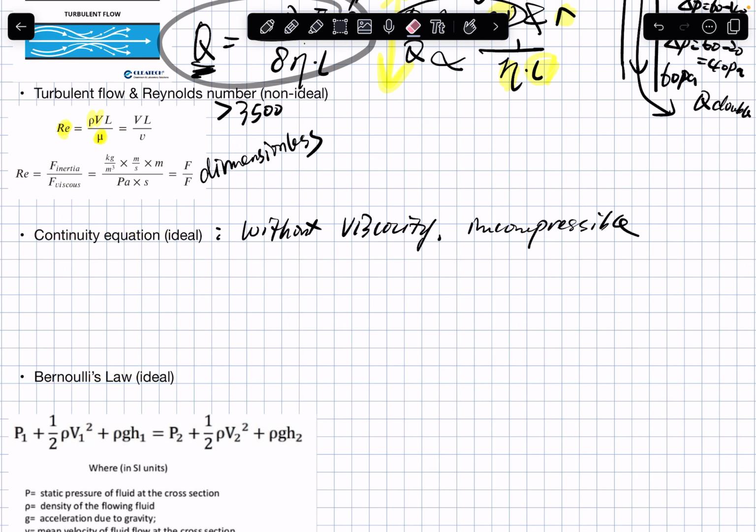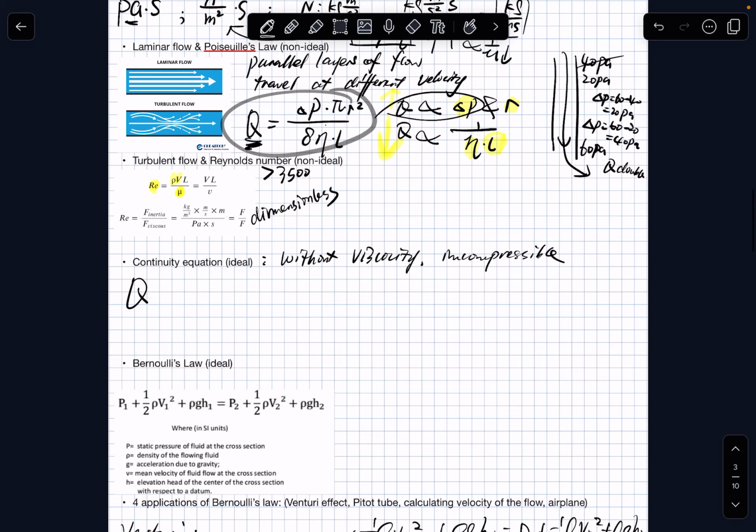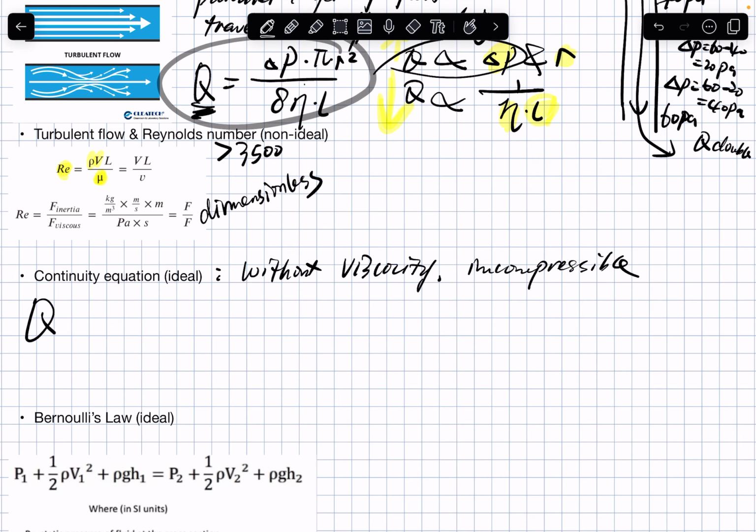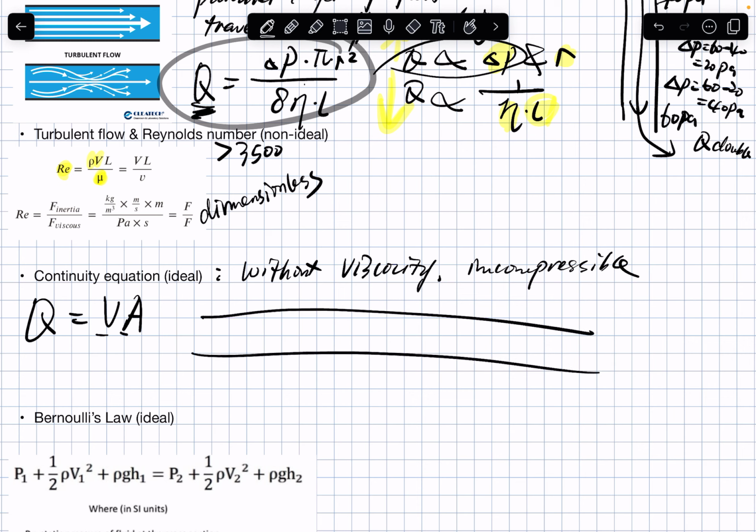So now we're ready to talk about the continuity equation. The continuity equation is really another Q. This Q is the same as that Q. They both describe flow rate. This is just a simpler equation: Q equals VA, where V is velocity and A is area. So if I have a tube here, with points 1 and 2, it's the same system, so your Q1 must equal Q2, because they're in the same tube. The flow rate is the same all the way through.